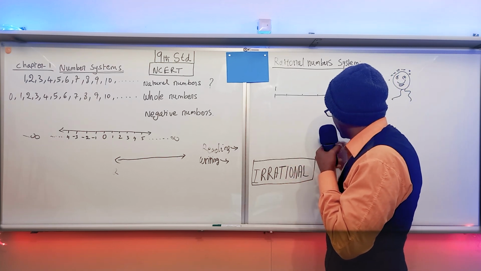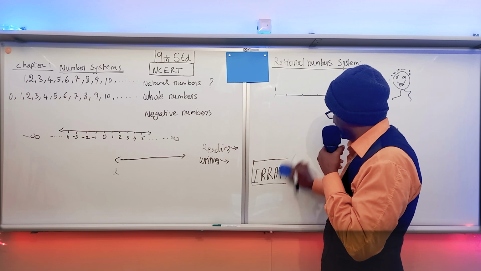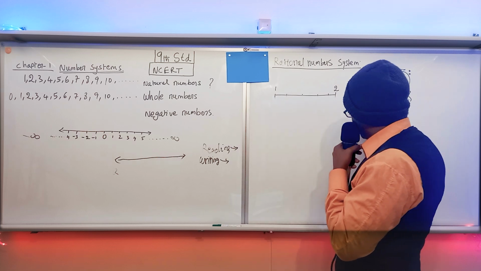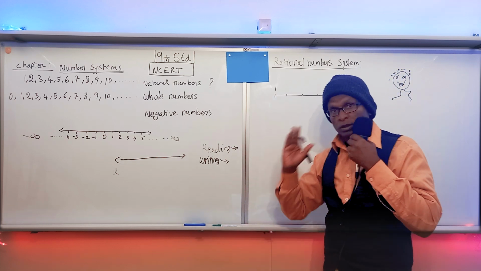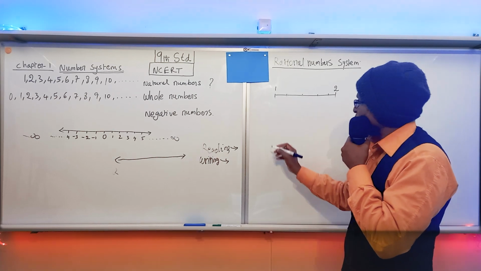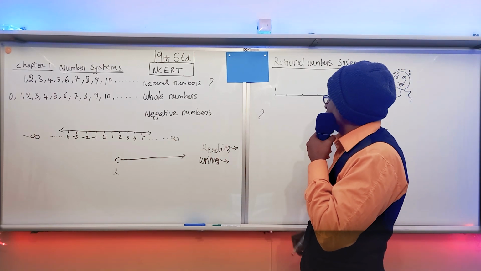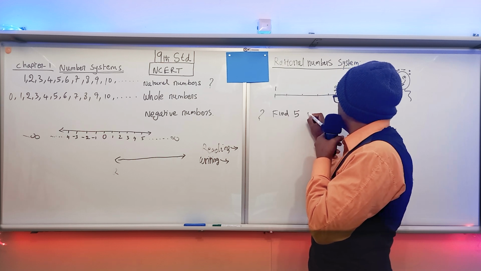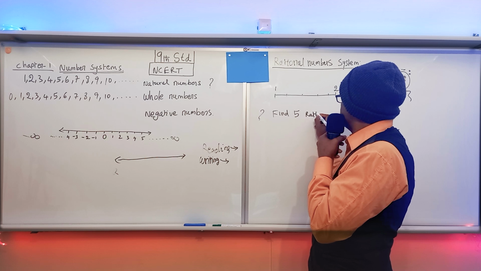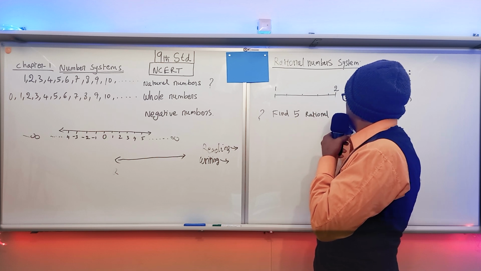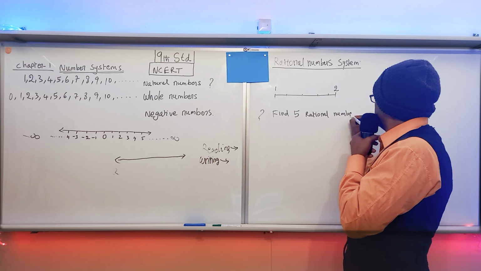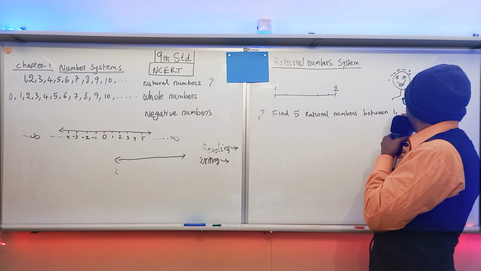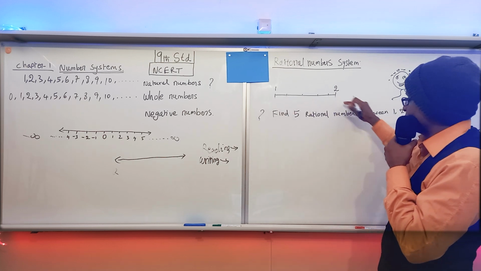So just try to find out a couple of rational numbers between two integers. So this is in the book, the easy example. The question is, find 5 rational numbers between 1 and 2, like this.